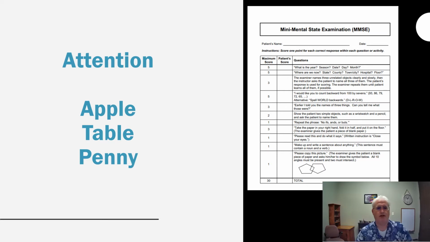The aspect of attention. This one here is really kind of interesting. You want to pick out 3 different objects, things that you can remember easily. I personally have always liked to use apple, table, and penny. Now the trick to this one here is you have them repeat it with you at least twice, and that way they can kind of feel like they've got it. You're going to come back to this one in a little bit.